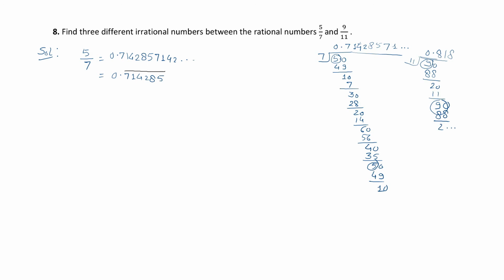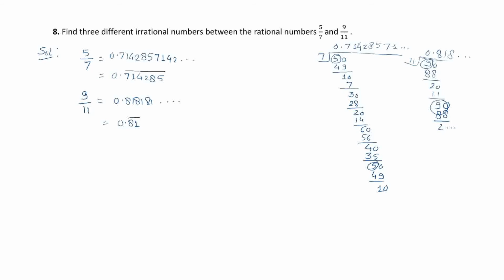So we can write the decimal expansion of 9 by 11 as 0.818181 and so on. So we can write it like 0.81 with a bar. So this is the repeating block. So two digits are in the repeating block.